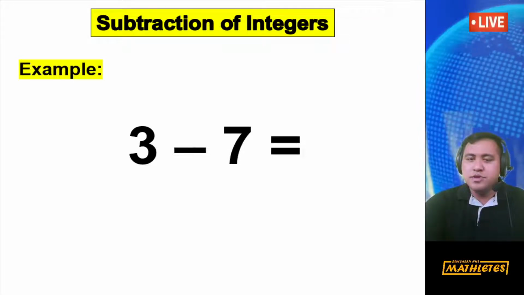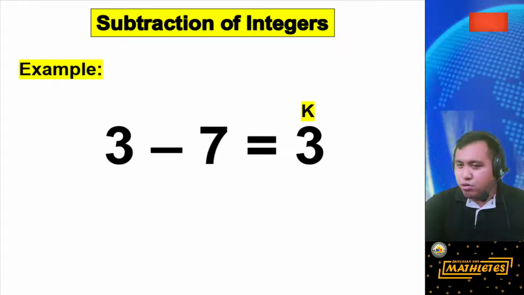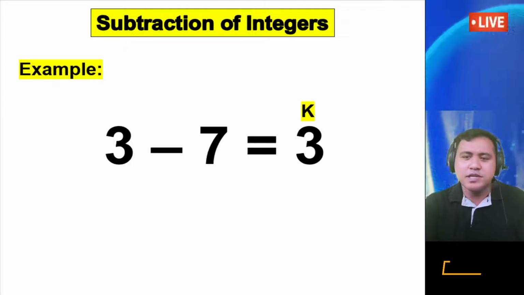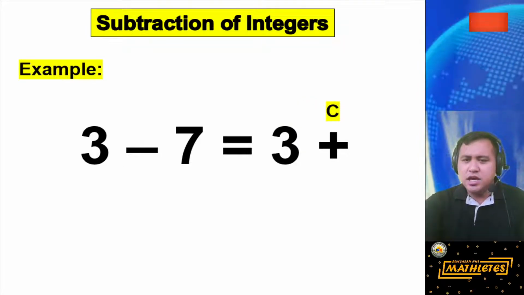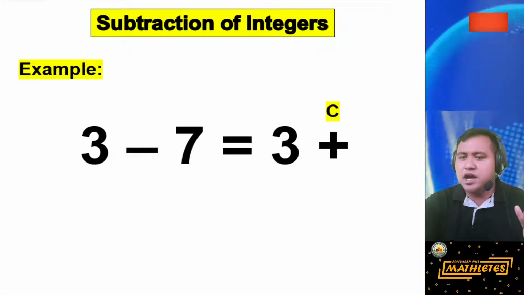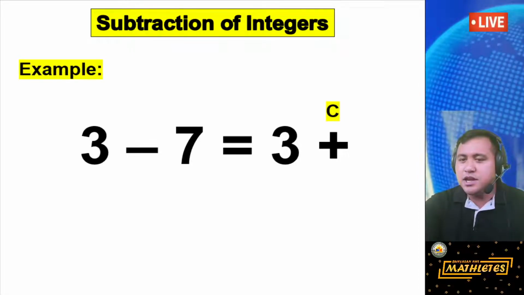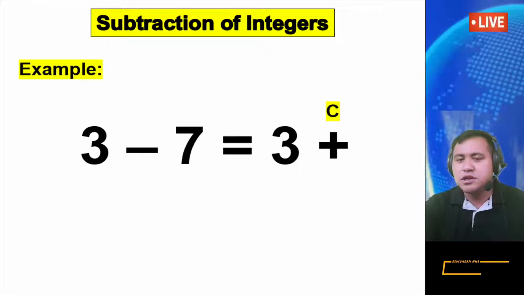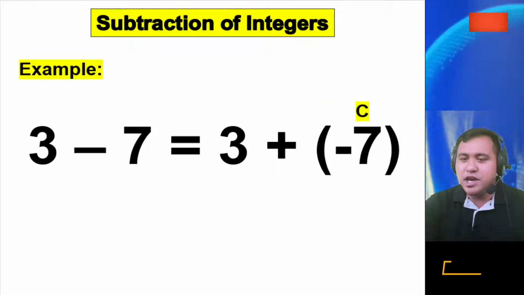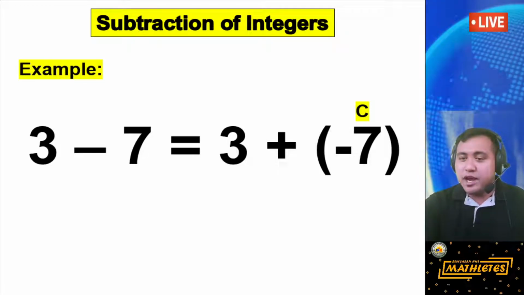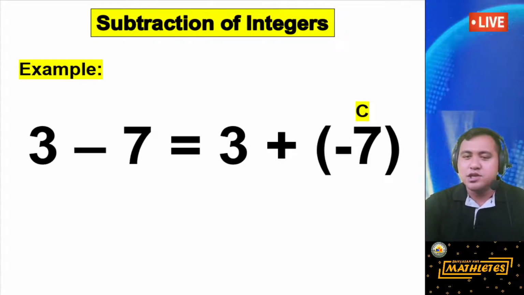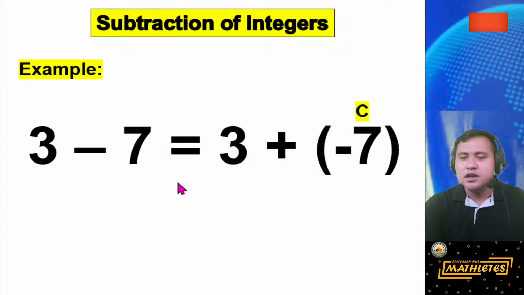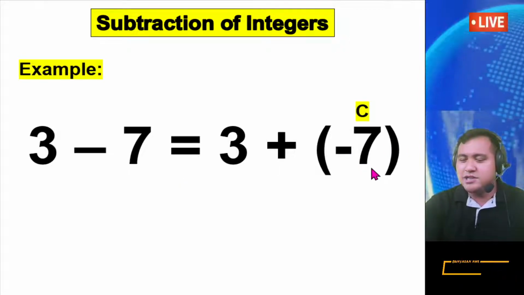We have 3 minus 7 is equal to, the first ruling, keep the first integer the same, so positive 3. Next is C. It is subtraction, so change the subtraction to addition, so it becomes plus. Next is another C: change the sign of the subtrahend. Since positive 7 is our subtrahend, the second integer, we make it negative.